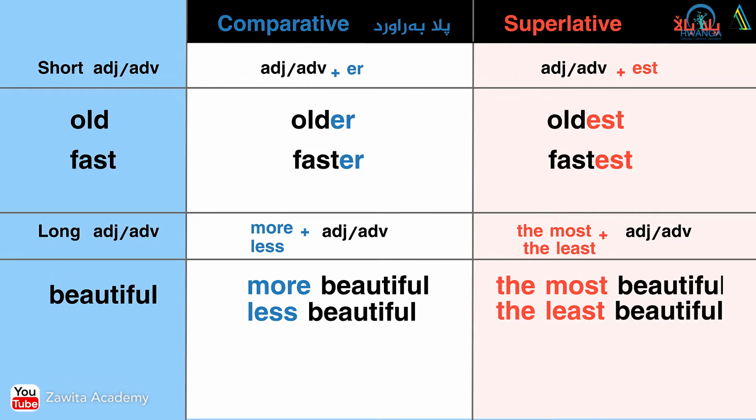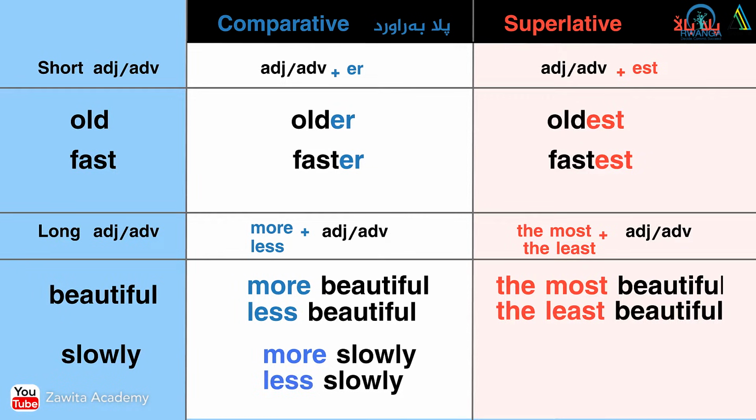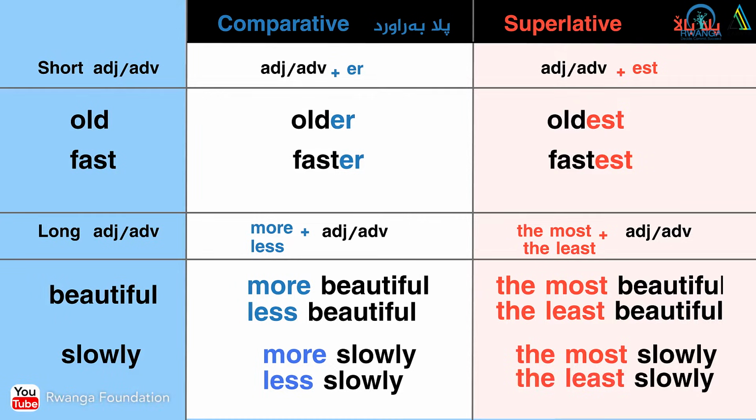Let's take another example, which is an adverb, slowly. To make it comparative, it will become more slowly or less slowly. To make it superlative, it will become the most slowly or the least slowly.